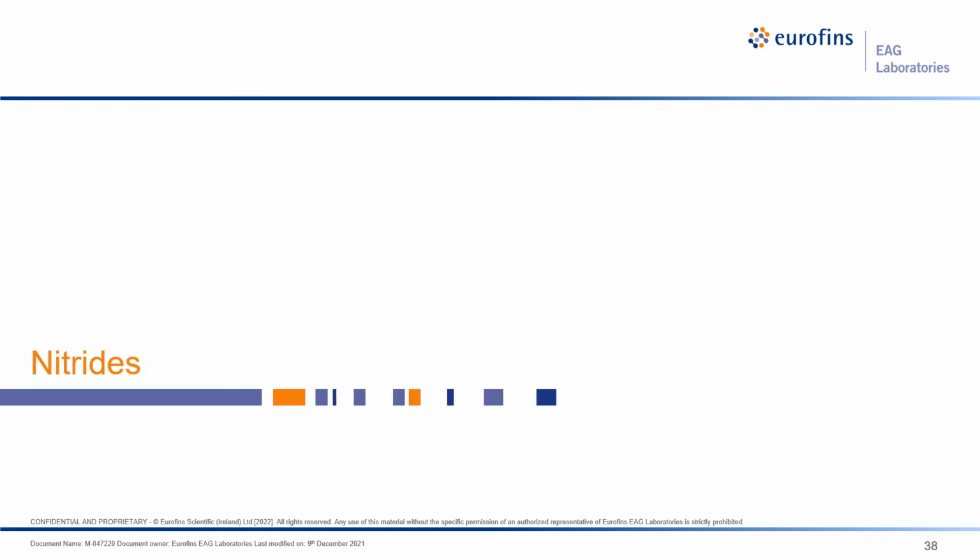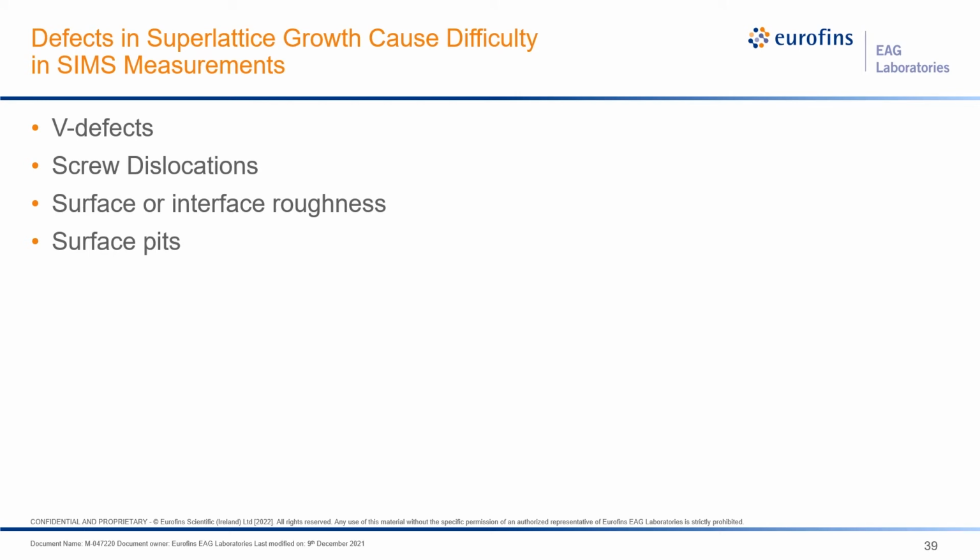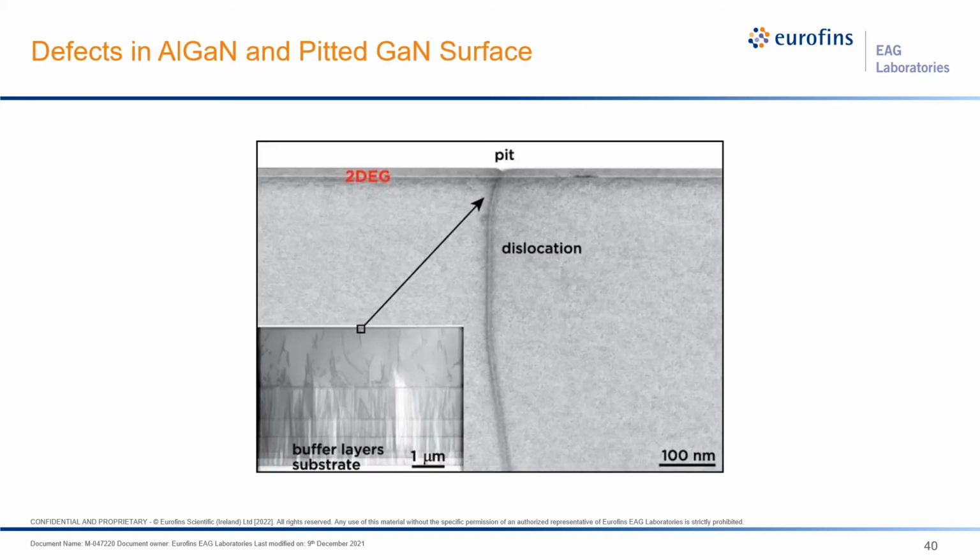Now let's move on to the nitrides. Nitrides are a bit more challenging than arsenides because the epitaxial quality is not the same as the arsenide materials. We end up having a lot of defects in them and different kinds of defects. And these defects affect the quality of the SIMS measurement. Since in SIMS we don't image the cross section of the material, some signals we see in SIMS might be an artifact of these defects in the material. So I'll give you an example of it.